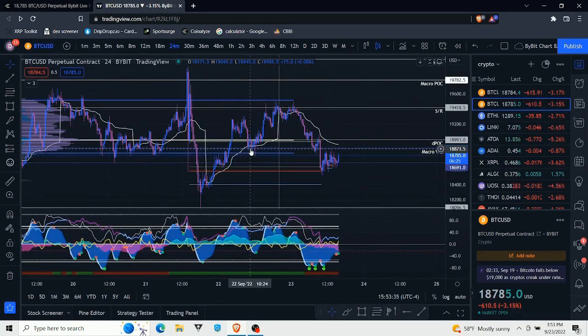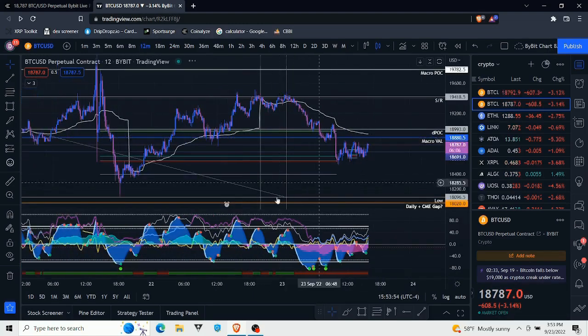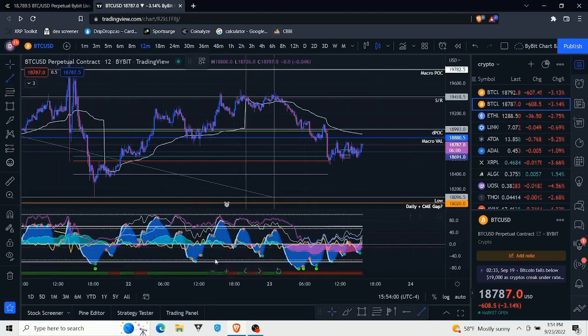Now for this long that I took down here, the reason I took this long is because we had just broken back into the macro value area of the range that we've been trading in for about 3 months. We broke back into this level and then came back down to test this area as support, and we were seeing some bullish signs on Market Cipher. We were getting some bullish divergences here on the 12-minute as we were testing this level and getting some pretty sharp reactions off of it. And because of that, I was able to get into a long right there.